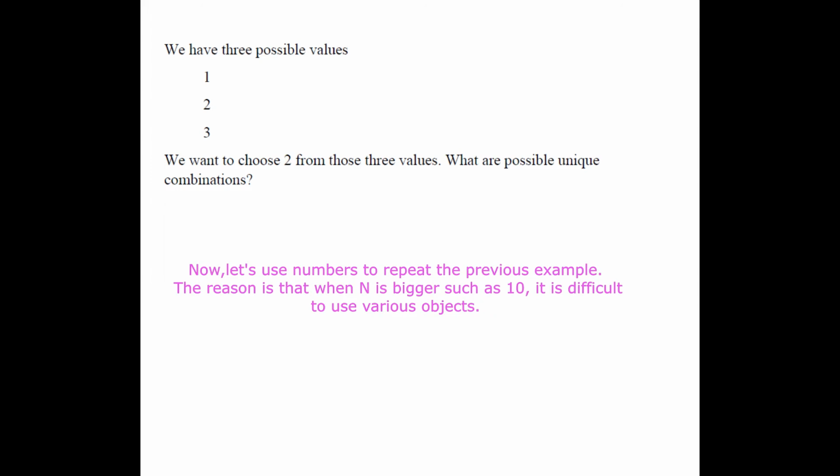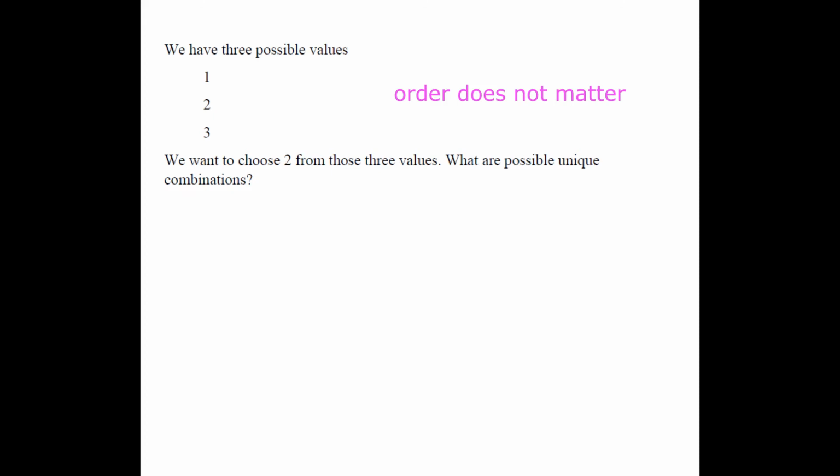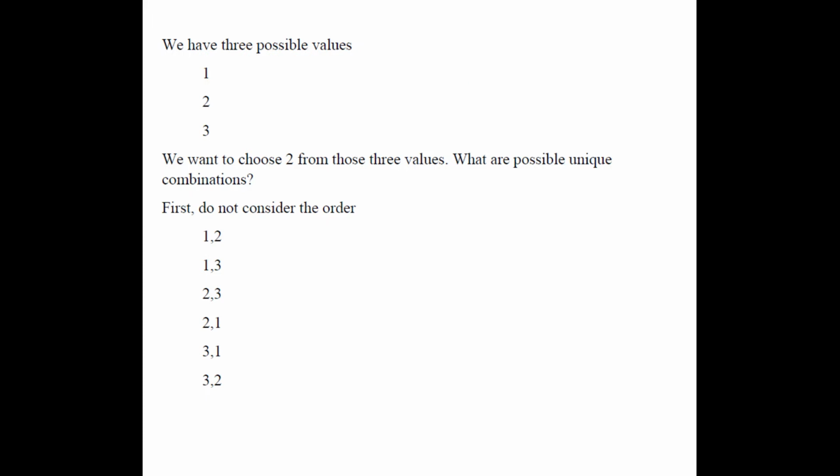Let's look at a very simple example. We have 3 possible values, 1, 2, and 3. We randomly choose 2 from those 3 values. What are the possible unique combinations? Here I mention unique because order does not matter. So let's choose different combinations without considering the order.